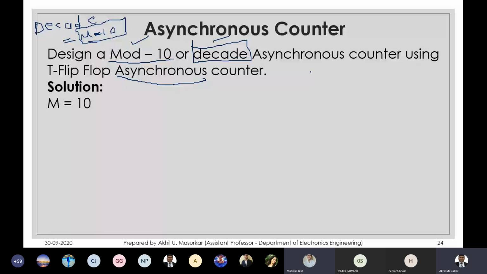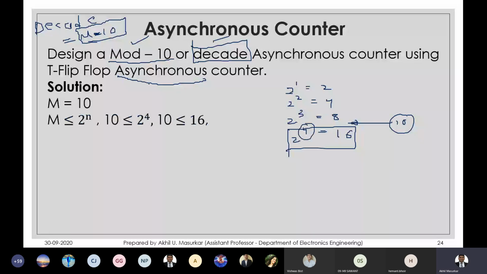10 is less than 16. So with one flip-flop, 2 raised to 1 is 2. Then 2 raised to 2 is 4. 2 raised to 3 is 8. And 2 raised to 4 is 16. So 10 falls here between 8 and 16. So you will choose the maximum one. And here we have 4. So that is why n will be equal to 4. So n equal to 4 satisfies this particular condition. Hence the number of flip-flops is 4.